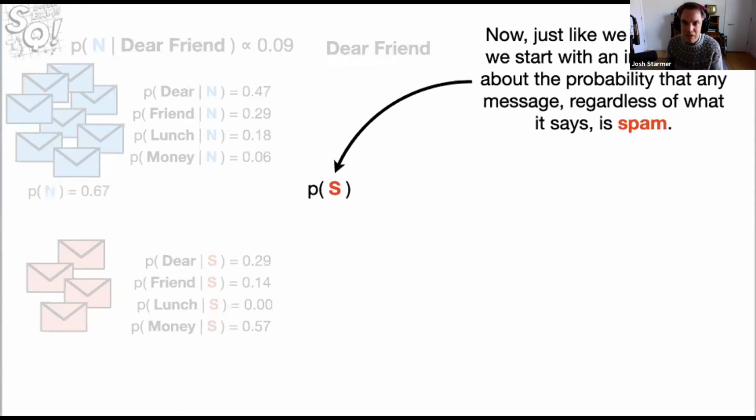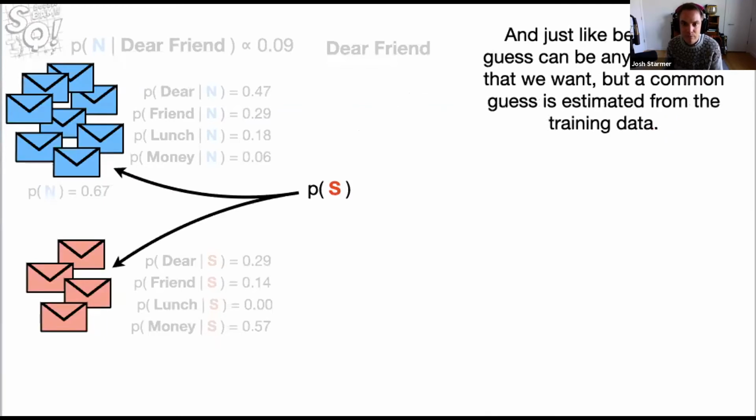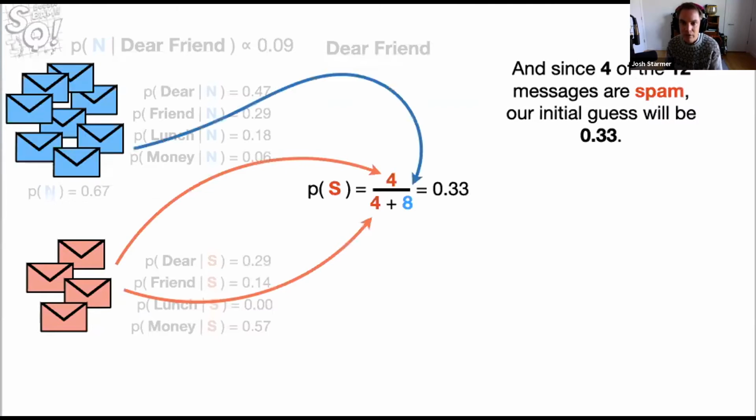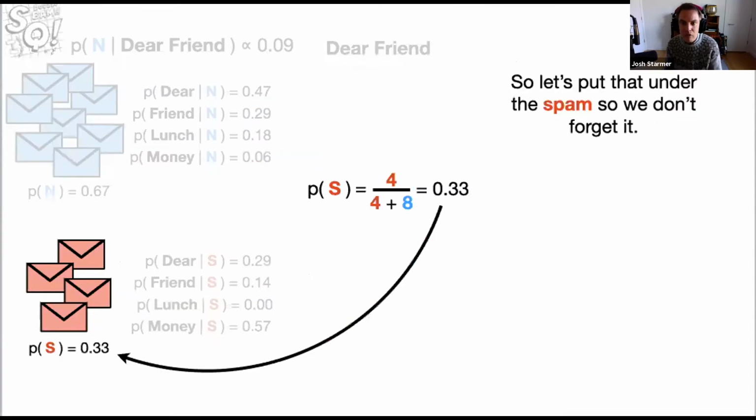Now, just like we did before, we start with an initial guess about the probability that any message, regardless of what it says, is spam. And just like before, the guess can be any probability we want, but a common guess is estimated from the training data. And since 4 of the 12 messages are spam, our initial guess will be 0.33. So let's put that under the spam so we don't forget it.